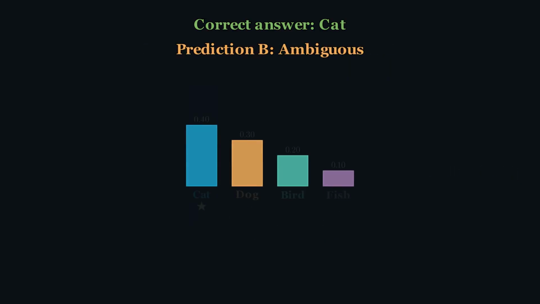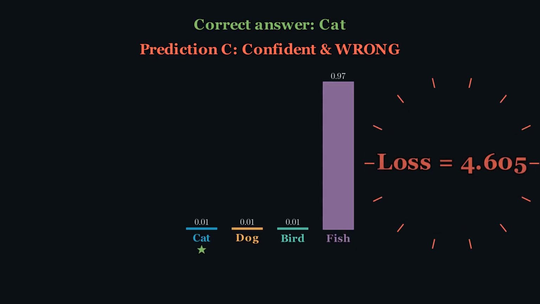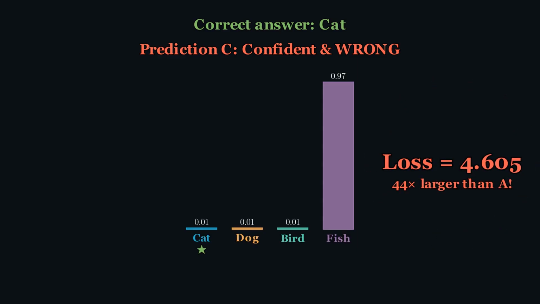Prediction B puts only 40% on cat. Ambiguous, hedging its bets. The loss jumps to 0.916, 9 times larger. Prediction C puts 97% on fish and just 1% on cat. Confident and completely wrong. The loss explodes to 4.605, 44 times the penalty of prediction A.